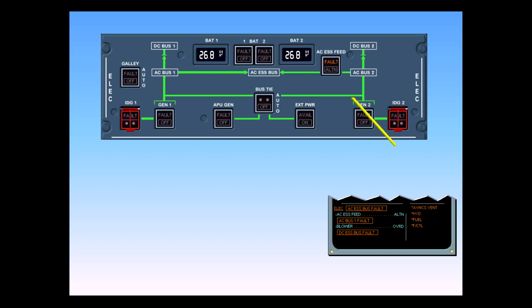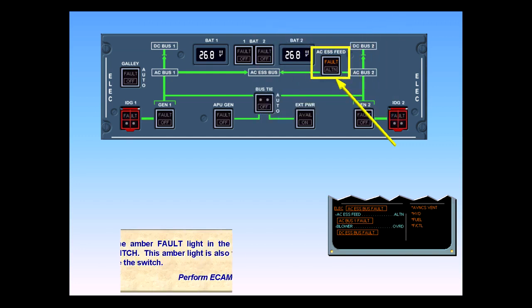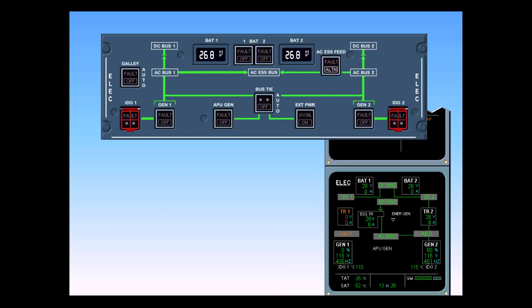Note the amber fault light in the AC Essential feed switch. This amber light is also telling us to operate the switch. Perform ECAM action. The amber fault light has now been replaced by a white alternate light.